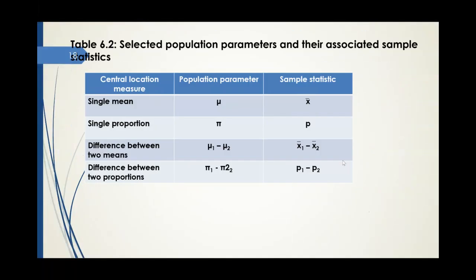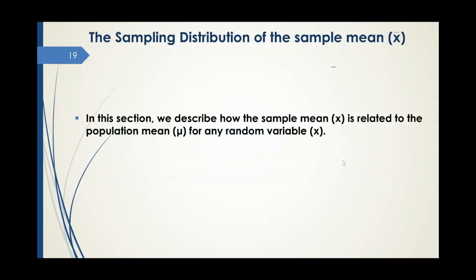And here you can see the symbols. The average for the population is that crazy looking U, and the average for the sample is that X with a dash on top. Okay, so these are the things that you guys will be playing around with. Right, so I wouldn't worry about that just yet.